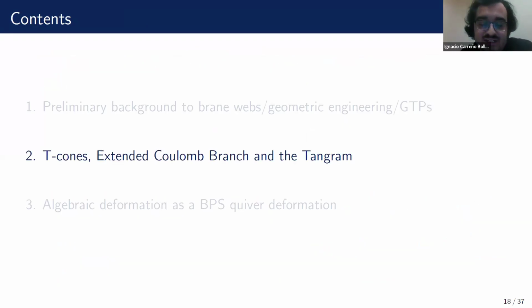So with this, I would like to finish the introduction and then start talking about the primitive T-cones and the role they play in the extended Coulomb branch. So if there are any questions, maybe it's a good time to ask.